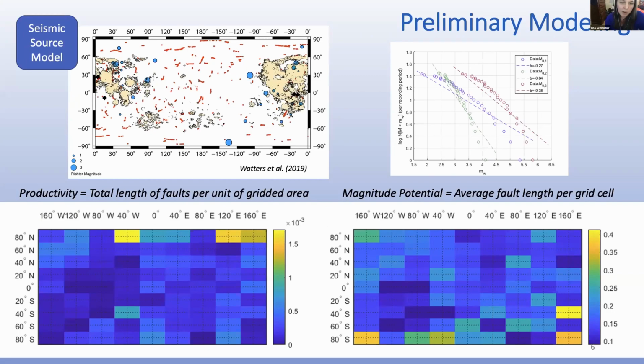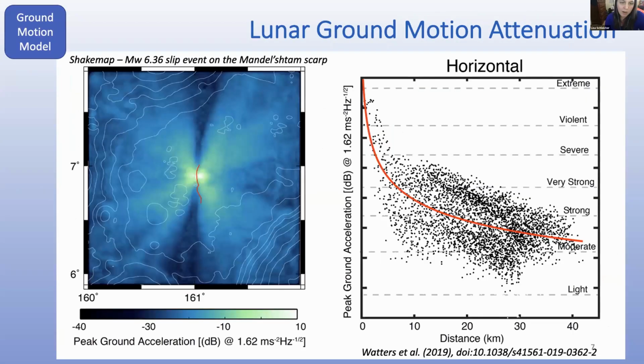For the ground motion model, we have a great starting point. Here's a shake map for the Mandelscomb Scarp for a magnitude 6.3 event. You can see, of course, close to the scarp you have the greatest ground motion. So, map view on the left and ground motion view on the right. You have our modeled attenuation relationship here. Closer to the fault you have greater ground motions, and then out at distances it decreases. But this is just for one magnitude of interest.